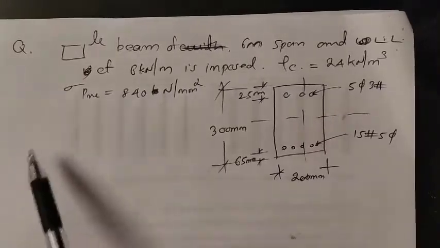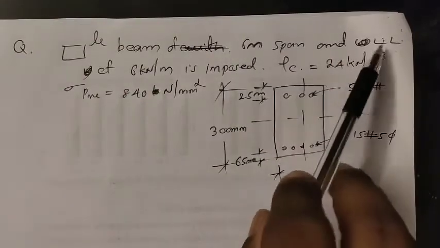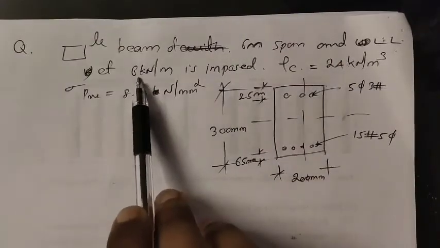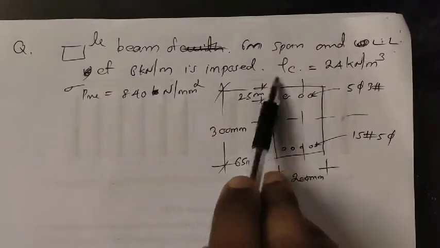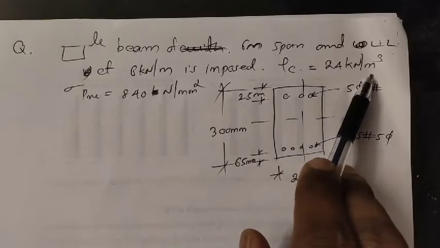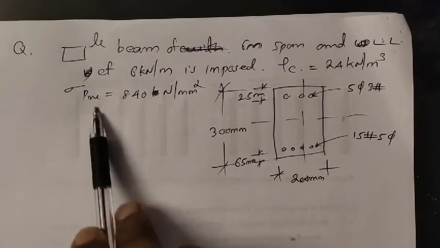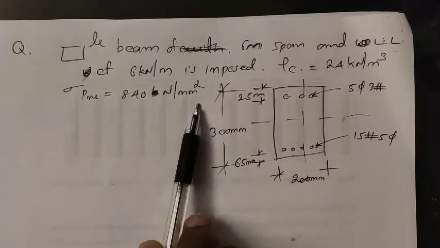Then the next problem is, we are considering a rectangular beam with a 6 meter span, and a live load of 6 kilonewton per meter is imposed there. The density of concrete, rho C, is 24 kilonewton per meter cube, and the pre-stress in the steel wires is 840 newton per mm square.